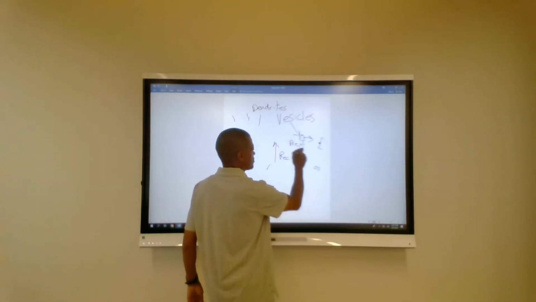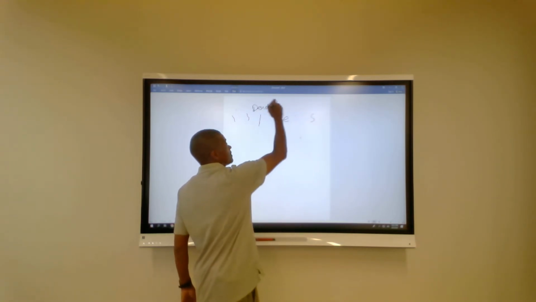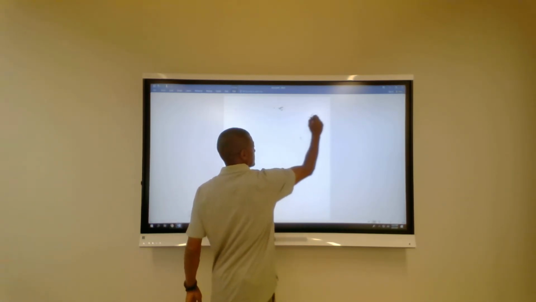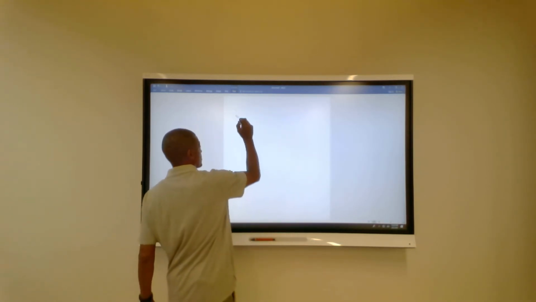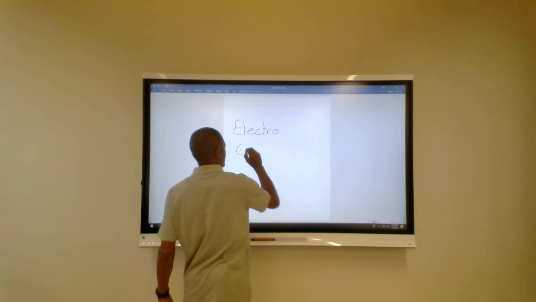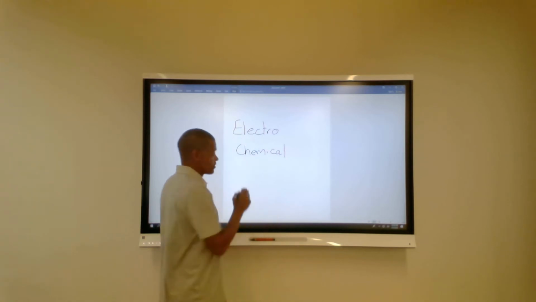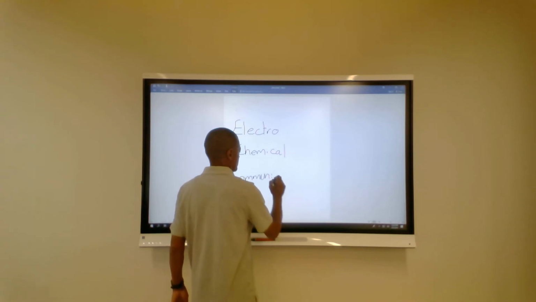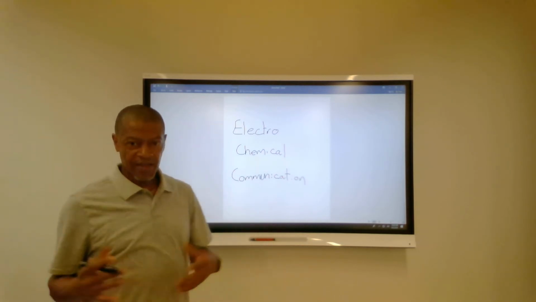So when we say electrical, we're speaking about charged molecules. So electrical or electrochemical communication, that's how the brain is working.